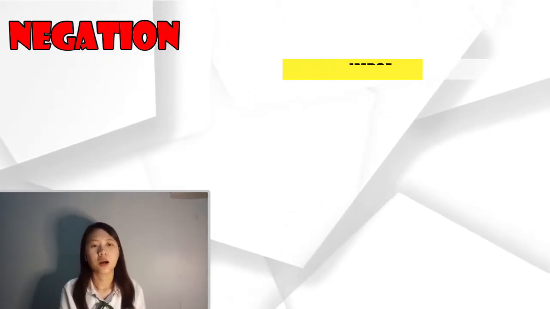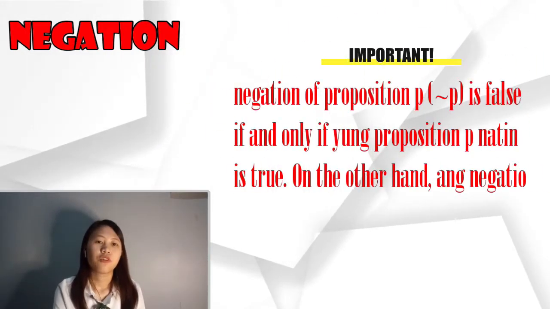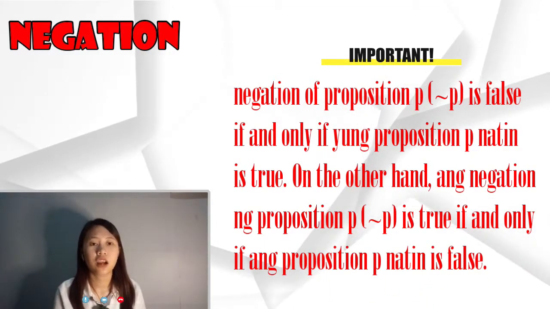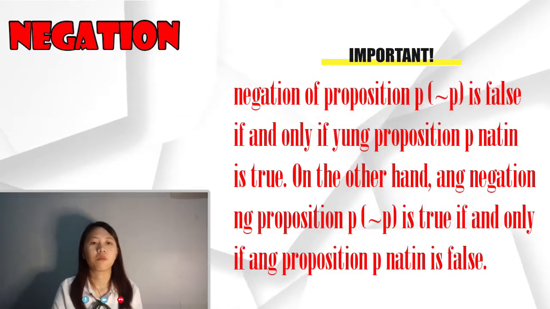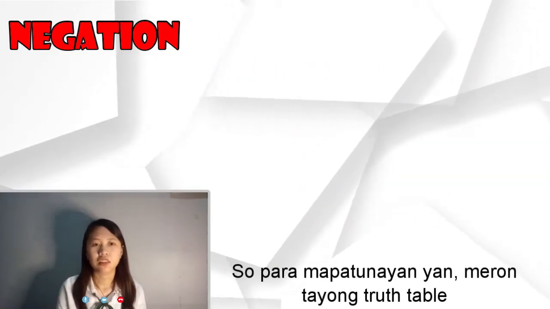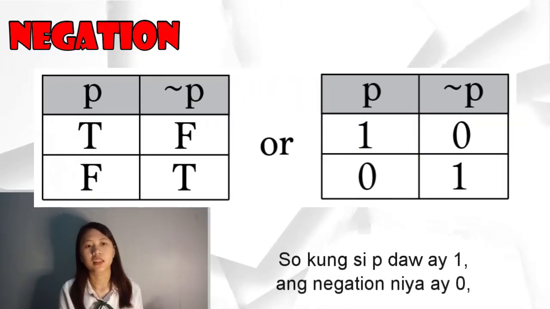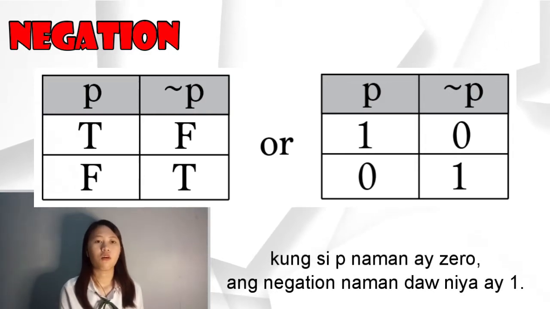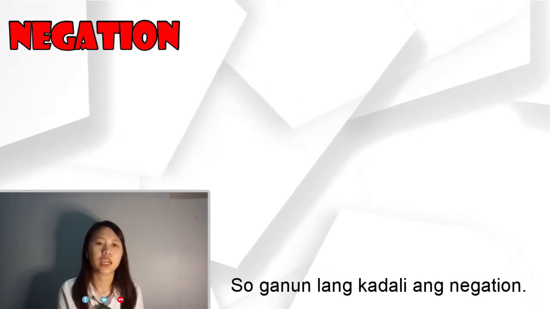So note that negation of proposition P is false if and only if yung proposition P natin is true. And on the other hand, ang negation ng proposition P is true if and only if ang proposition P natin ay false. So, para mapatunayan yan, meron tayong truth table. So, ayan. Kung si P daw ay 1, ang negation niya is 0. So, kung si P naman ay 0, ang negation naman niya ay 1. So, ganun lang kadali yung negation.